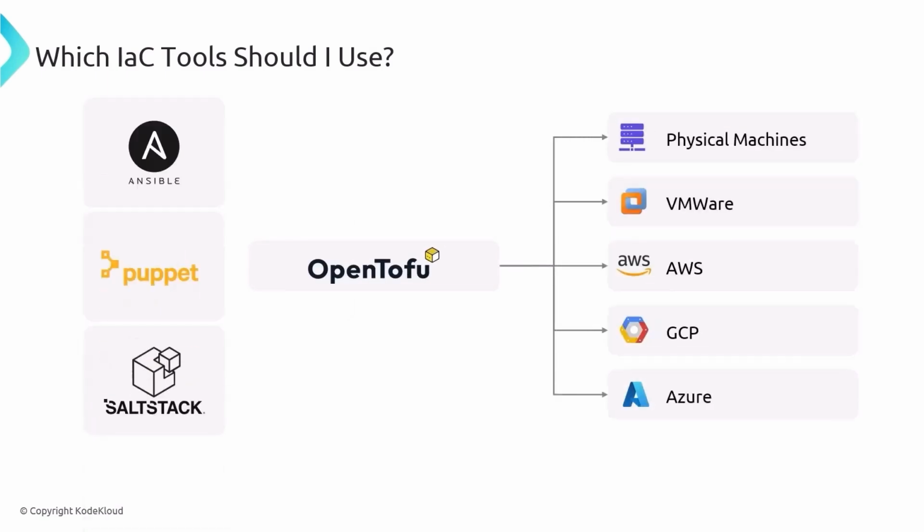To make the best use of all infrastructure as code tools at our disposal, it is recommended to play to their strengths. For example, use OpenTofu for provisioning resources and then make use of configuration management tools for post-provisioning tasks such as installing and configuring software on the resources.